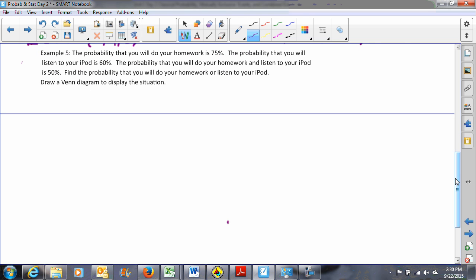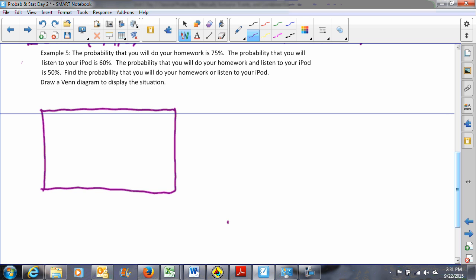Okay, the probability that you will do your homework is 75%. The probability that you will listen to your iPod is 60%. The probability that you will do your homework and listen to your iPod is 50%. Find the probability that you will do your homework or listen to your iPod and draw a Venn diagram to display the situation. Well, let's start with the Venn diagram because the Venn diagram is going to help us a lot. It's always nice to have a picture.